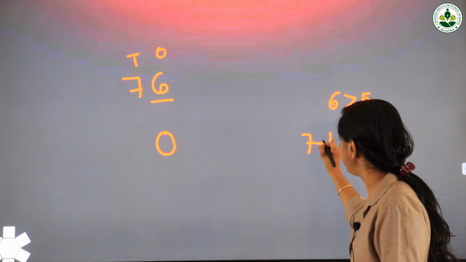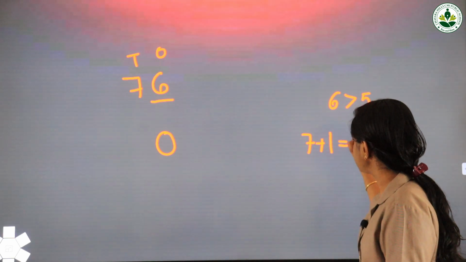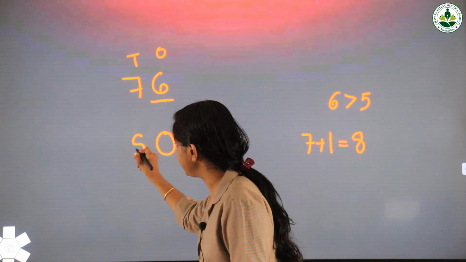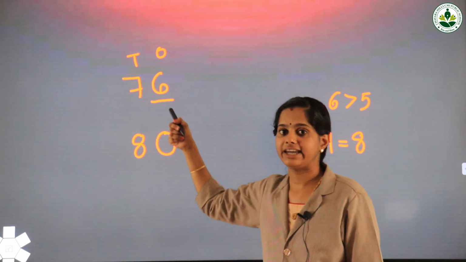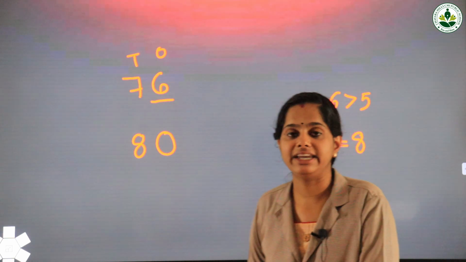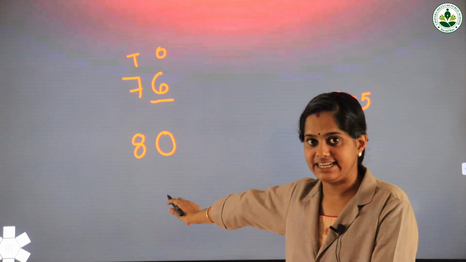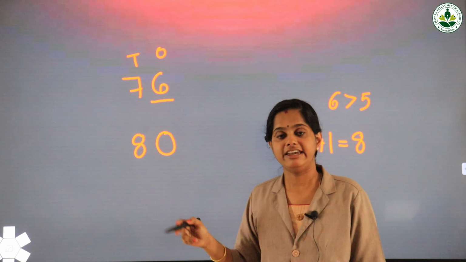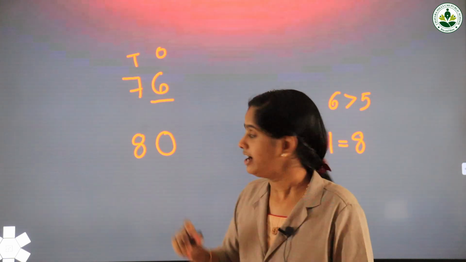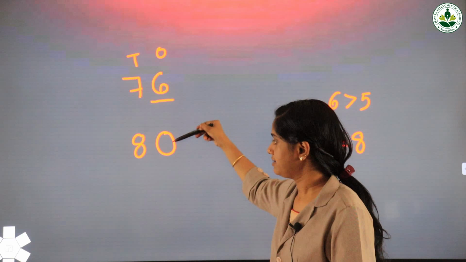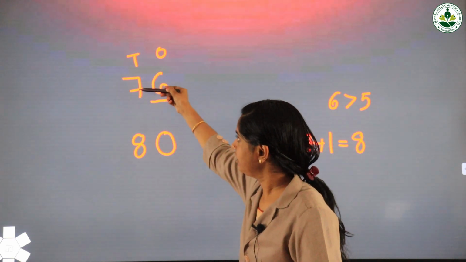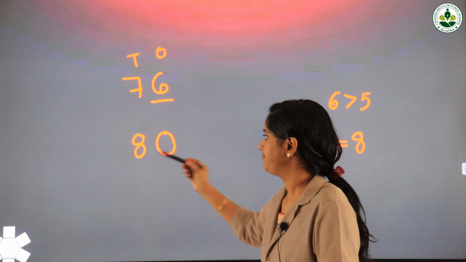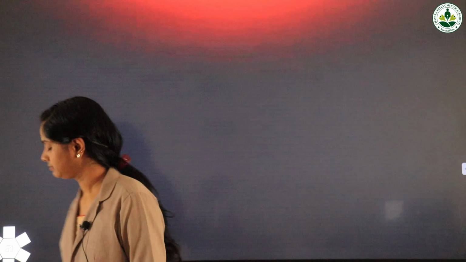We add 7 plus 1. 7 plus 1 is equal to 8. So, we can write 8 in the tens place. So, 76 rounded off to the nearest 10 is 80. First, look at the digit in the ones place. If it is greater than 5, we round off by writing 0 in the ones place and adding 1 to the tens place. 7 plus 1 is 8.